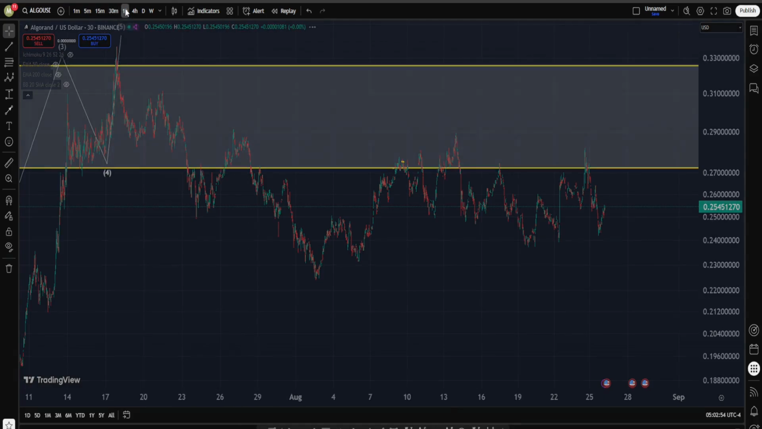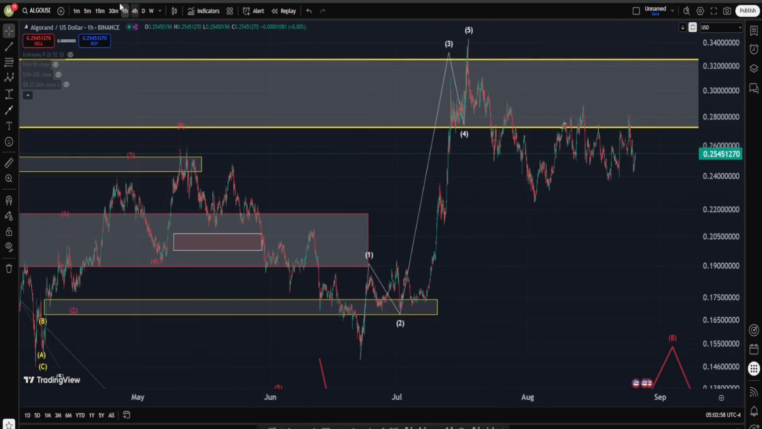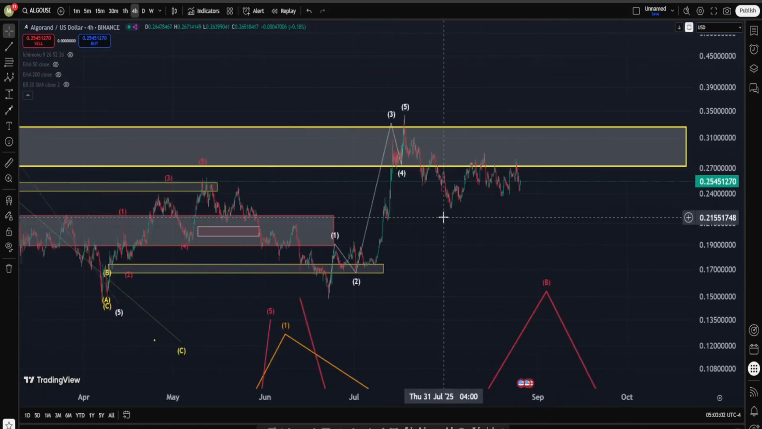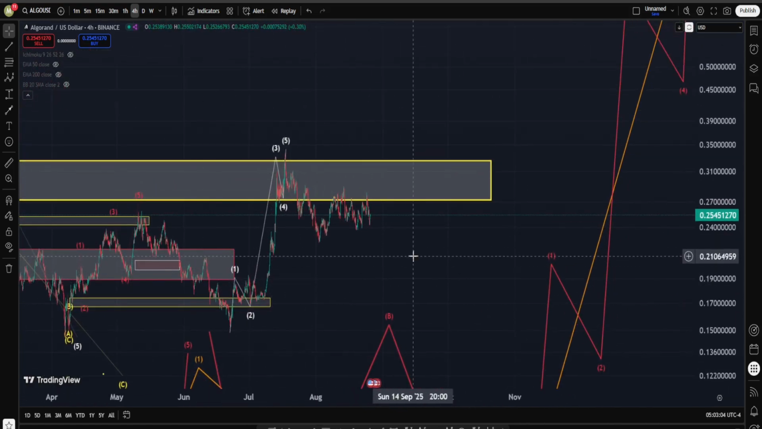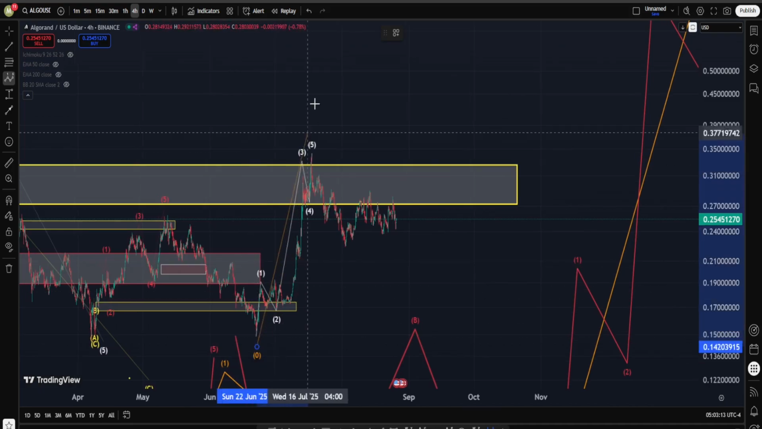But before we talk about what is happening in the very short term, let me tell you that overall I am actually very much optimistic in Algorand. Why? Because you can consider two different counts in here. Let's say actually three, in the interest of being 100% objective. Scenario number one suggests that this is 5 up into 1.